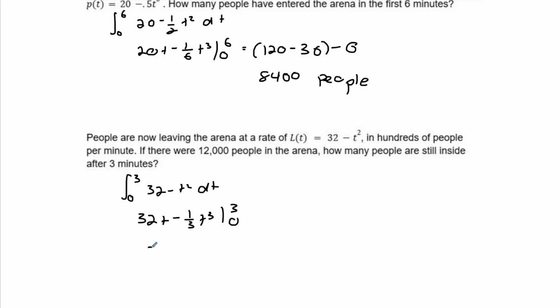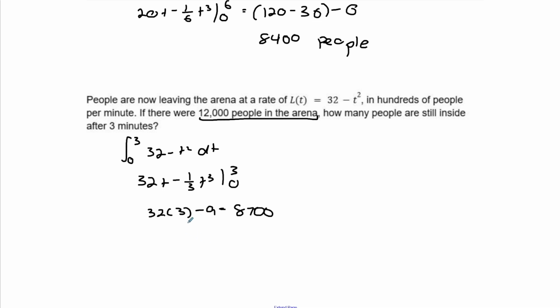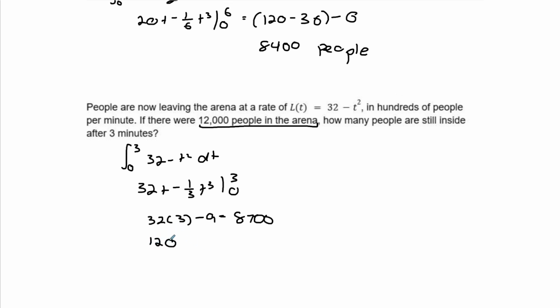So we're just going to get 32 times 3 minus 9, which is going to give us 87. Okay, and then remember, again, you need to make that 8,700. However, that is how many people have left. It says if there were 12,000 people in the arena at the beginning, how many are still inside? Well, then we would just do 12,000 minus 8,700, and we're going to get 3,300 people. So our answer there would be 3,300 people.